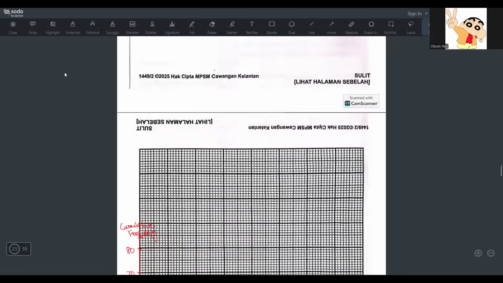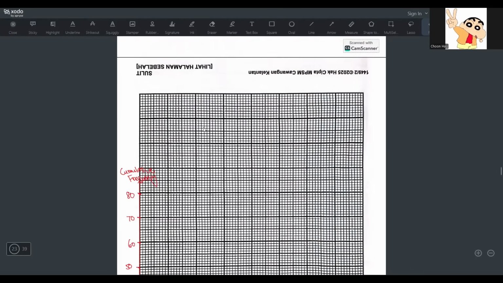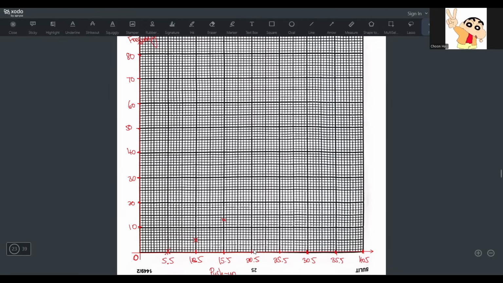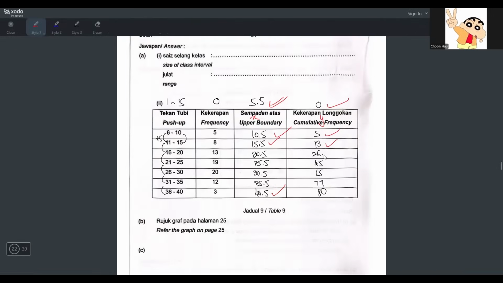Now let's look at the next one. 20.5, 26. So 20.5 is here. And then 26 is just below 30. Go down one is 29, down 28, down 27, down 26. So it's here. Yes, one small box is 1, right? 29, 28. Yeah, correct. Okay, let's do it faster. After 26 is what? 45, 65.